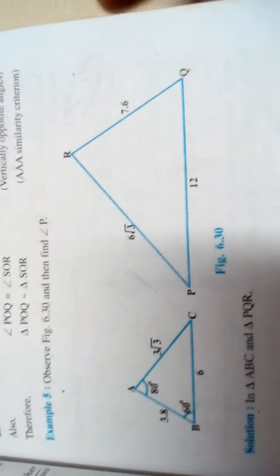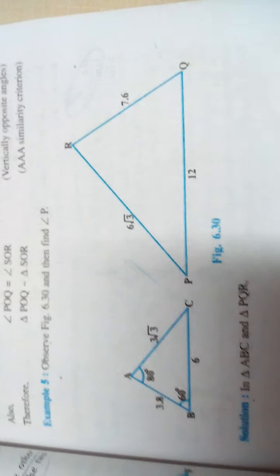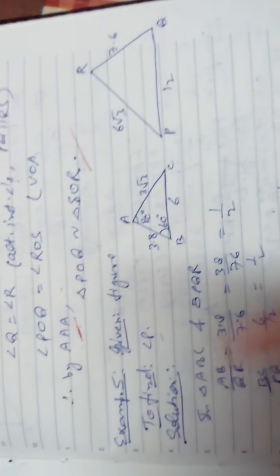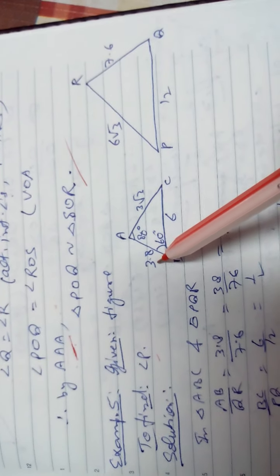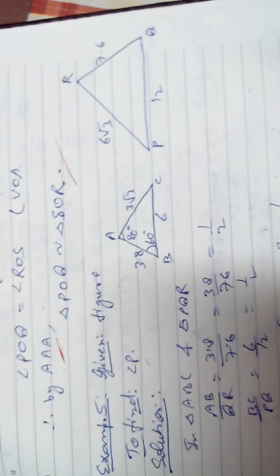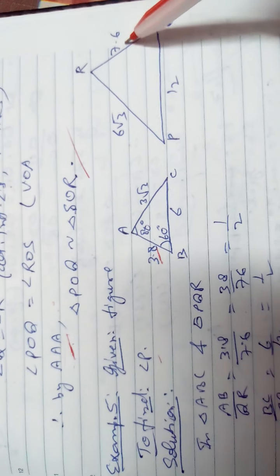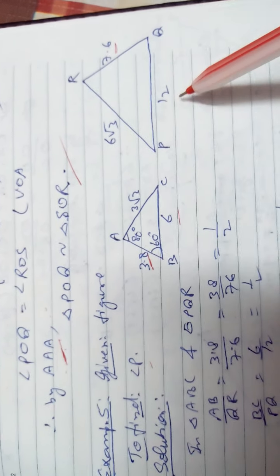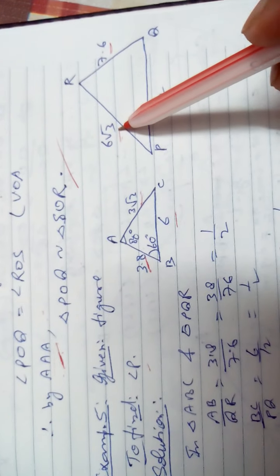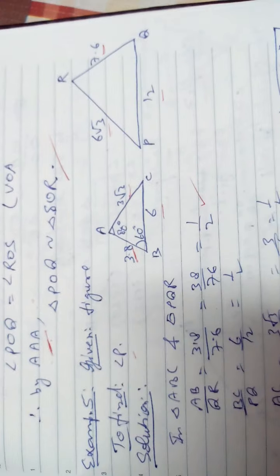Example number 5. There is a figure given. You find angle P. Figure, all are seeing. You find angle P. So first of all you draw the figure. No hint is given. So first of all, this solution you will see: 3.8, ABC and PQR. You see that if it is similar then you can get it. 3.8 is related with 7.6, 6 is related with 12, root 3 related with root 3. Take the ratio of AB by QR. You are getting 1 by 2.